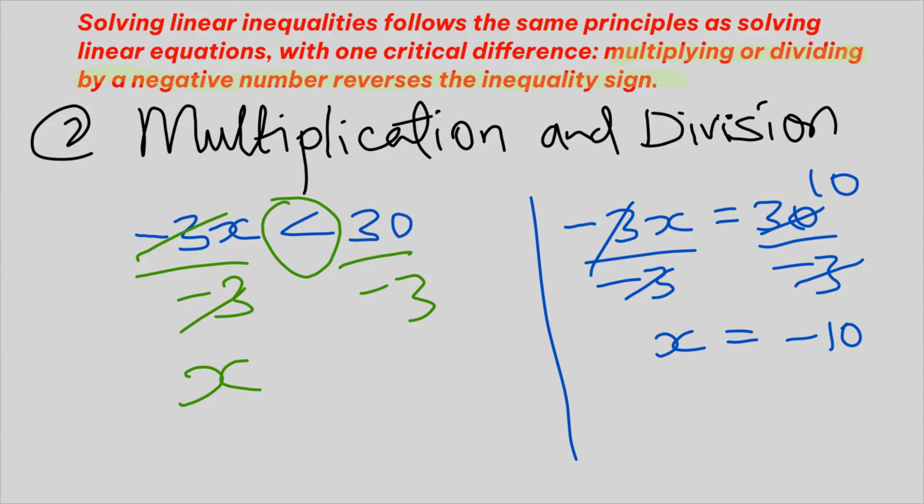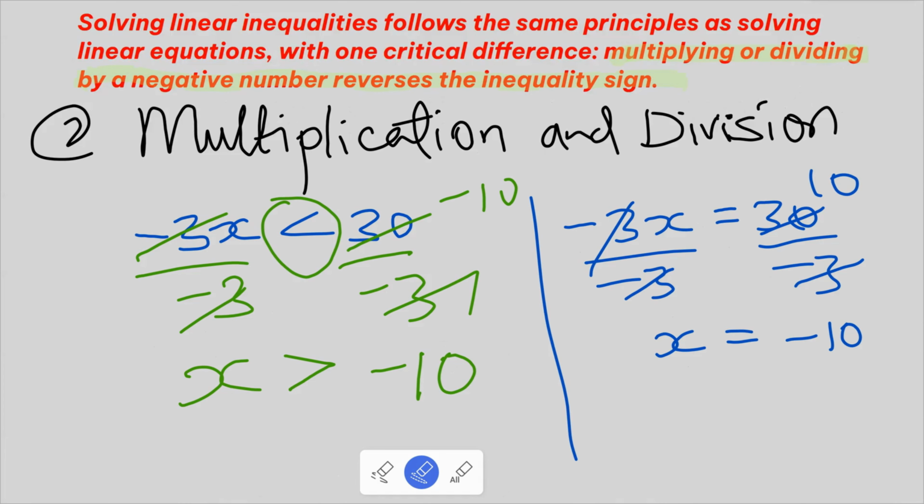But we must flip our inequality sign, and it's going to change to greater. So it's greater than, here is 1, now this is negative 10. So we have negative 10. Remember that we must flip the inequality sign when you are dividing or multiplying by a negative number.